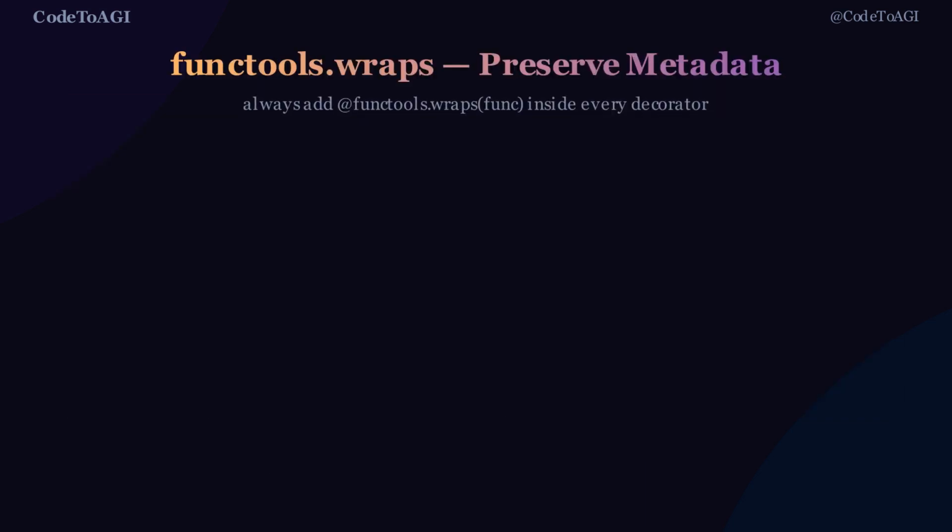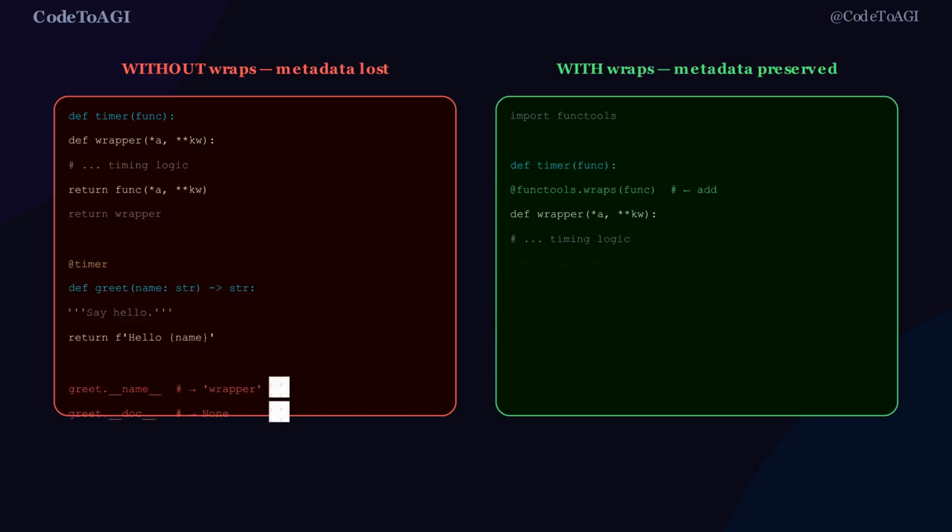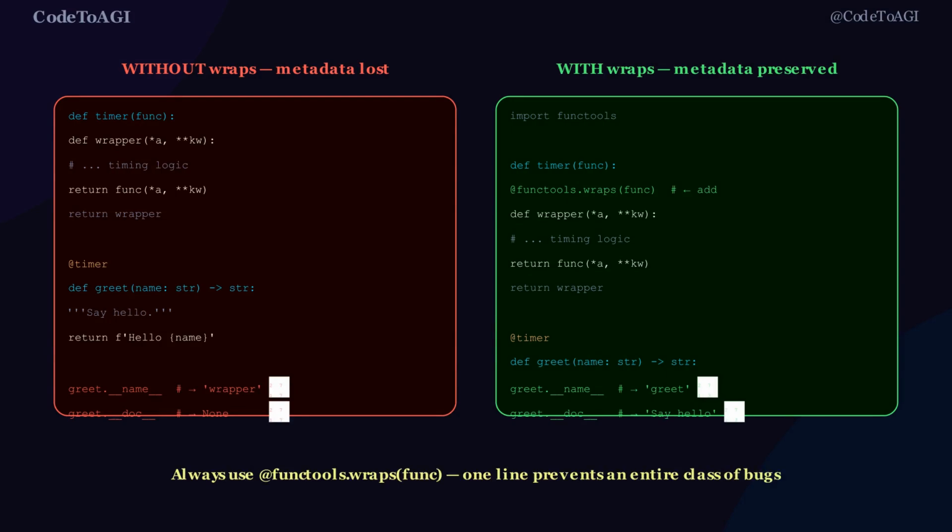There's a problem with basic decorators. They destroy metadata. Look at the left side without functools.wraps. We define a basic timer decorator that wraps a function. After applying it, greet.__name__ returns wrapper, not greet. greet.__doc__ returns None. The docstring is lost. This breaks help, debugging, introspection, and some frameworks.